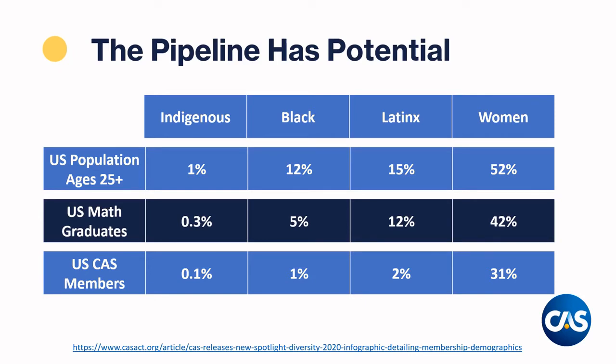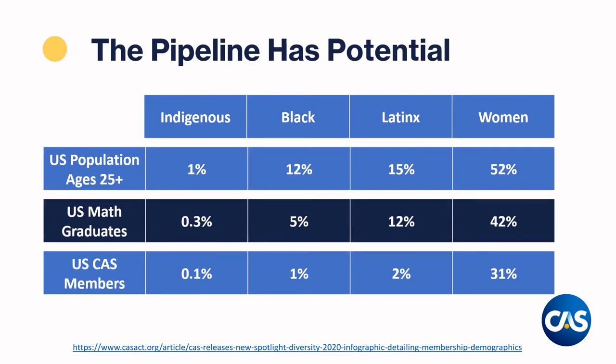I've added a row in the middle here showing the percentage of people graduating with degrees in mathematics in 2017 and 2018 in the US. Now, we don't have data on actuarial science majors by race, but for women, the numbers are pretty similar to what I'm showing here. And I'll note that CAS members are still well behind the mathematics pipeline.